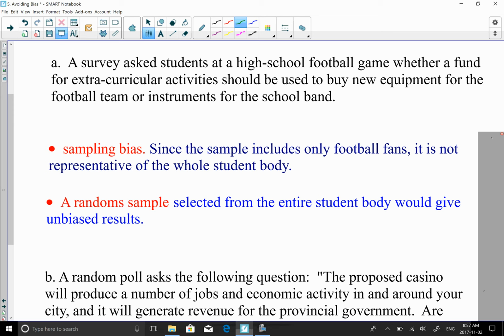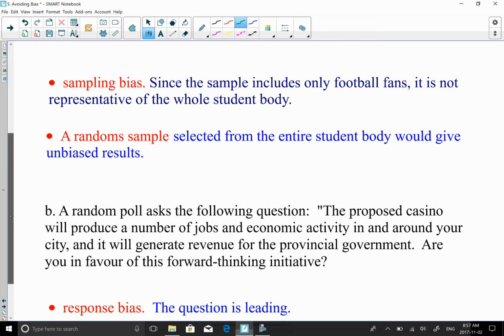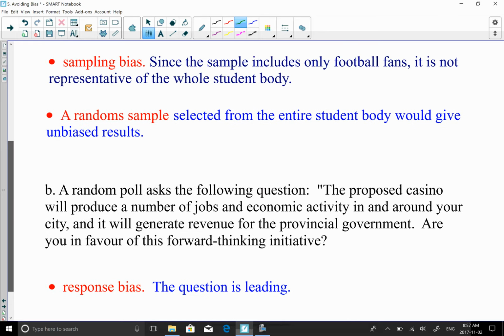What are they asking the students? Student voice, right? That's what your student council's for, right? Remember when you voted last year? They promised all these things. Oops.